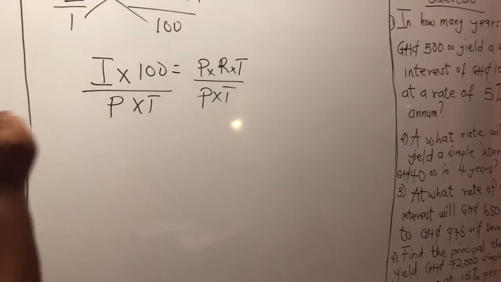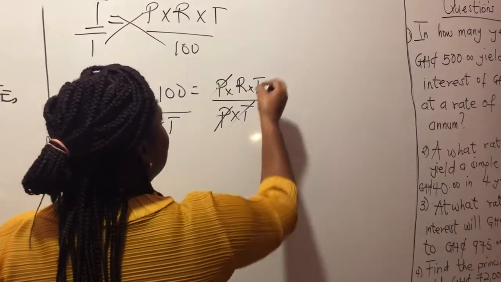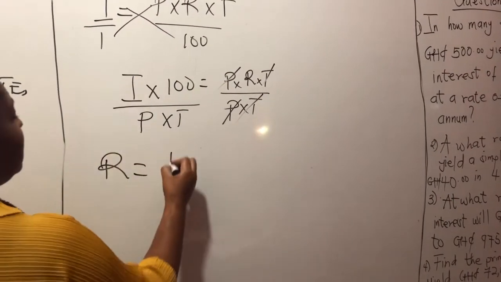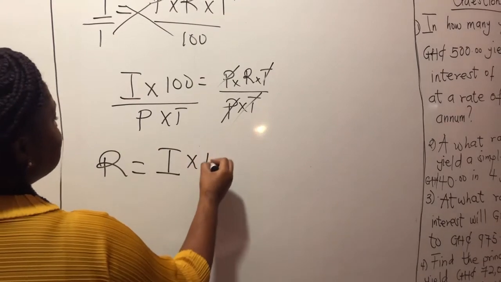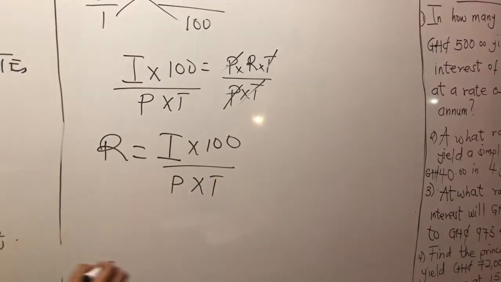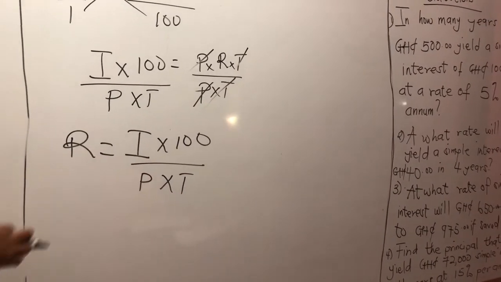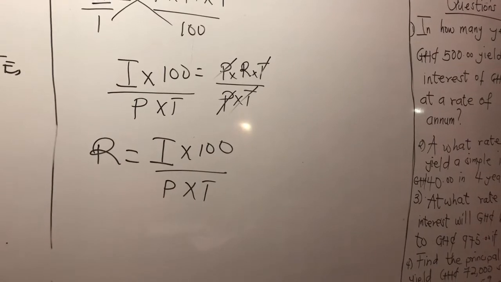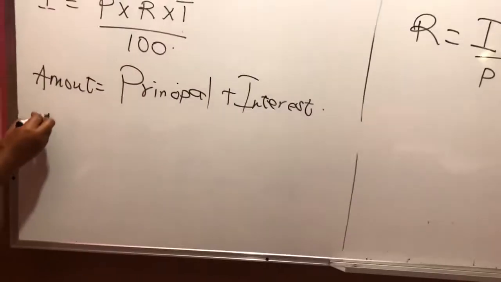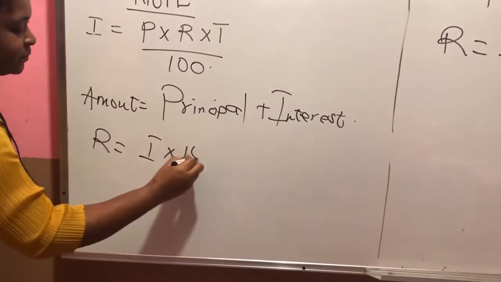So now, what happens here? Principal will cancel principal at the top. Time will cancel time at the top. And what are we left with? R is equal to what? Simple interest times 100, all over what? Principal times time. So this is the formula when you are being asked to find what? A rate in a question that involves simple interest. So I'm writing all my formulas here. So get your pen and your book and write the formulas.